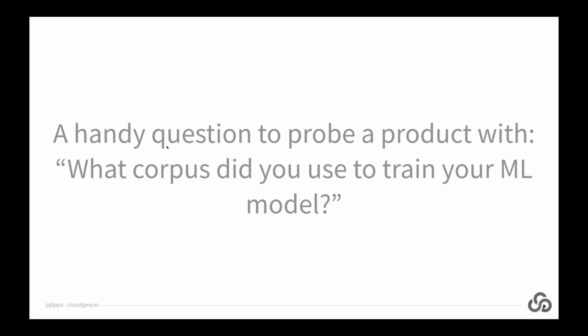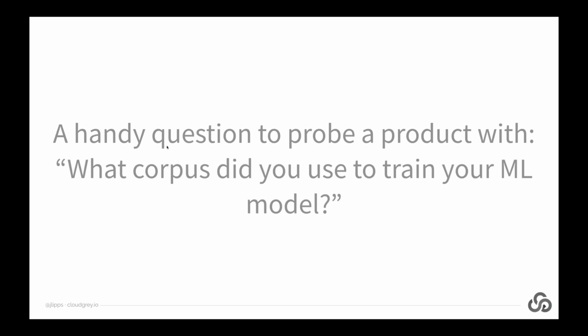So a handy question you can ask in this line of thinking, if you want to probe a product team or a company, is: what corpus did you use to train your machine learning model? If they're advertising some type of special AI that can perform better than a human tester of some kind, or give you some kind of advantage in this way, ask them how they trained their machine learning model.